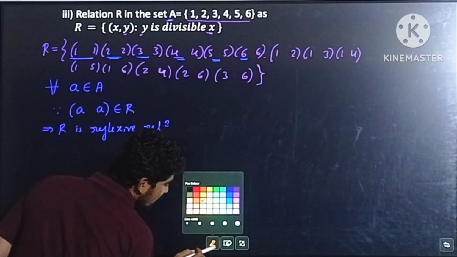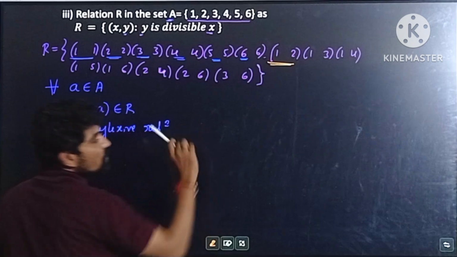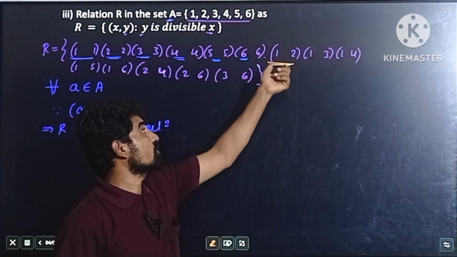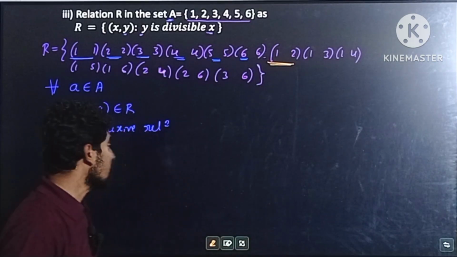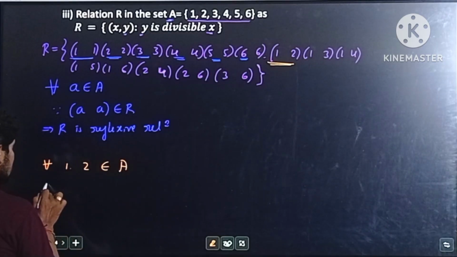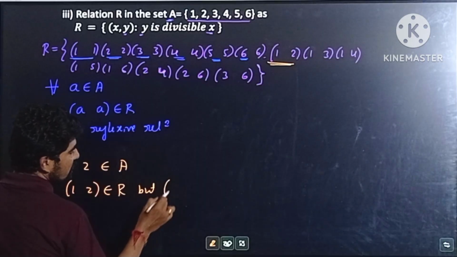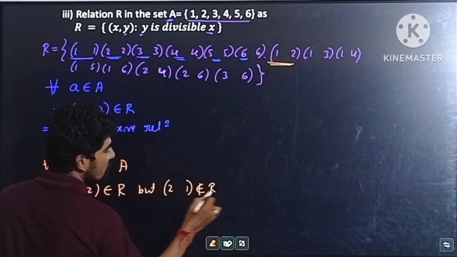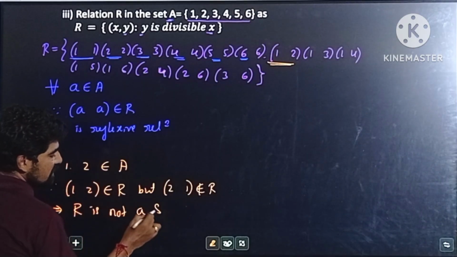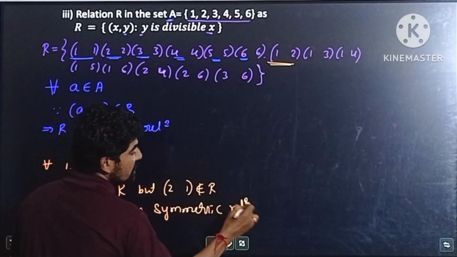Now for the symmetric relation, observe here, the pair (1, 2) is in R, but (2, 1) is not in R. 1 divides 2, but 2 does not divide 1. So that's why (1, 2) is in R, but (2, 1) is not in R. Since the pair (1, 2) belongs to R, but the pair (2, 1) does not belong to R, which implies R is not a symmetric relation. I hope all of you understood.